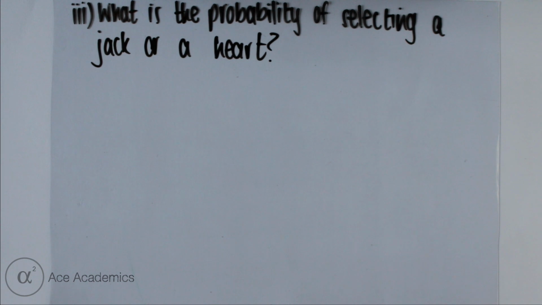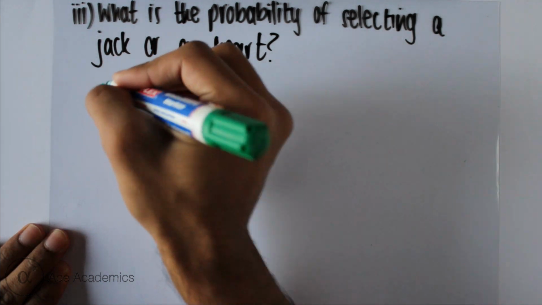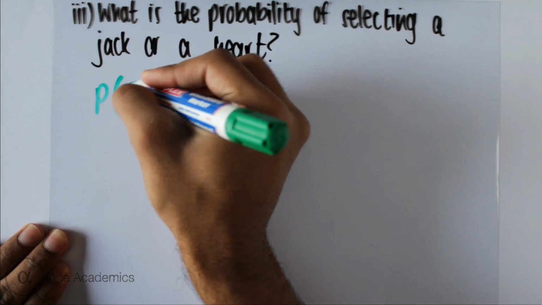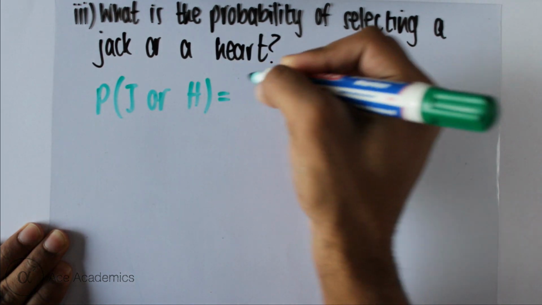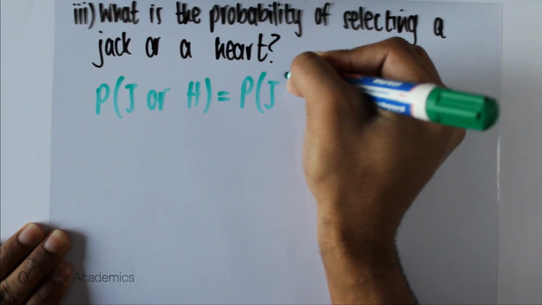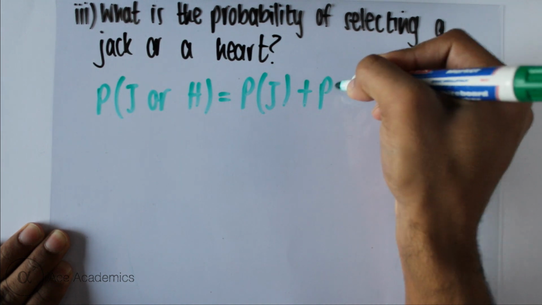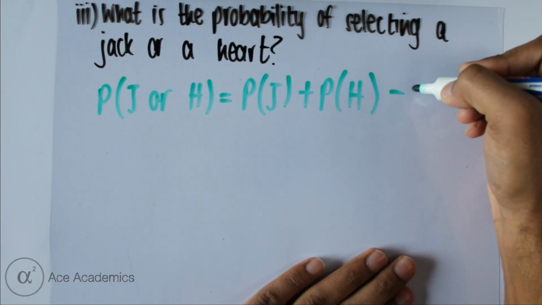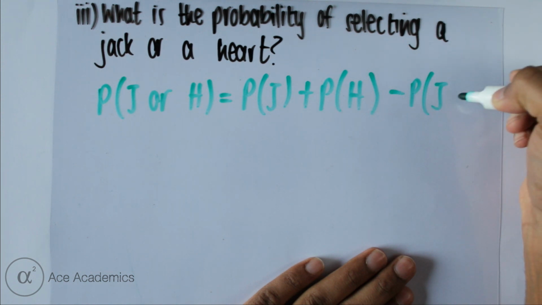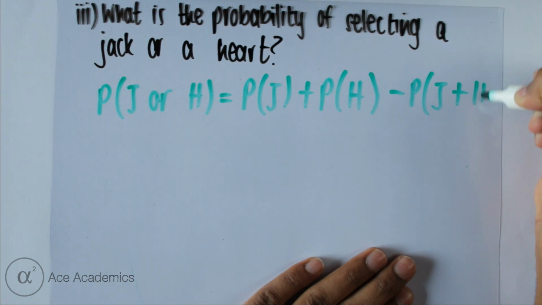Now, in order to determine the probability of selecting A or B, it's best to use the addition rule. So what is the addition rule again? The probability of A or B, and in this case, jack or heart, is equal to the probability of a jack plus the probability of a heart minus the probability of a jack and a heart.